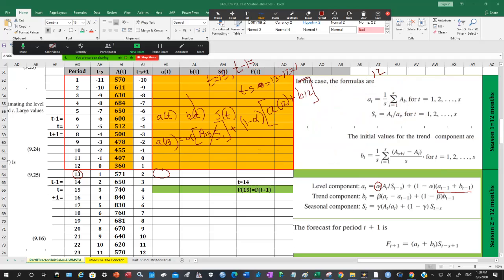So I want to find this. I have the actual on period 13. I have the seasonal component of period 1. I have alpha. I have 1 minus alpha. I have the level of period 12, which is right here. This is A of 12. This is B of 12. All right. Alpha I know. S of 1 is in period 1 right here.